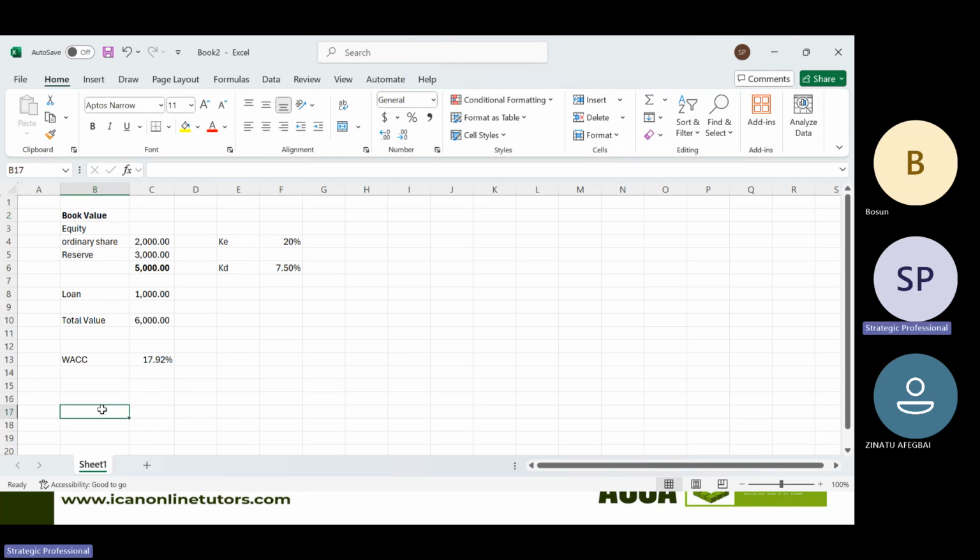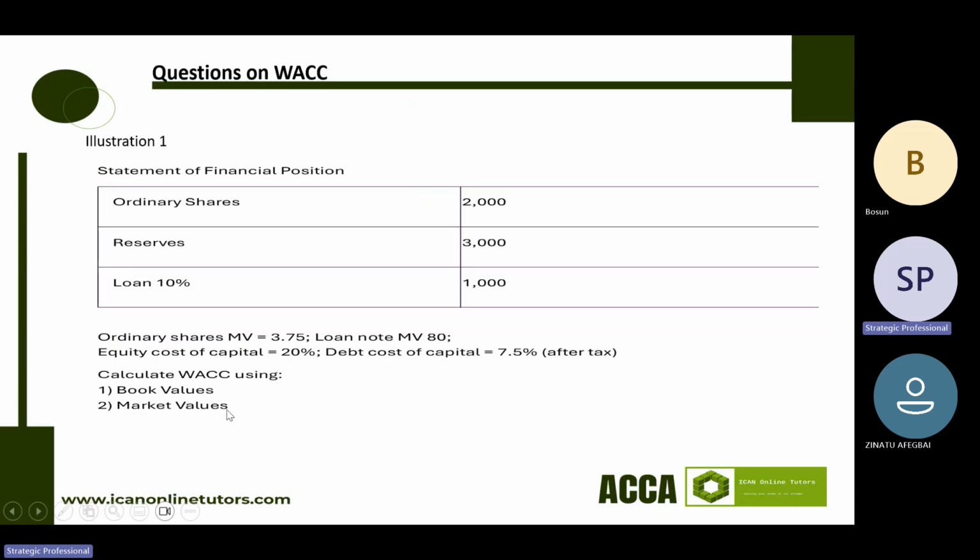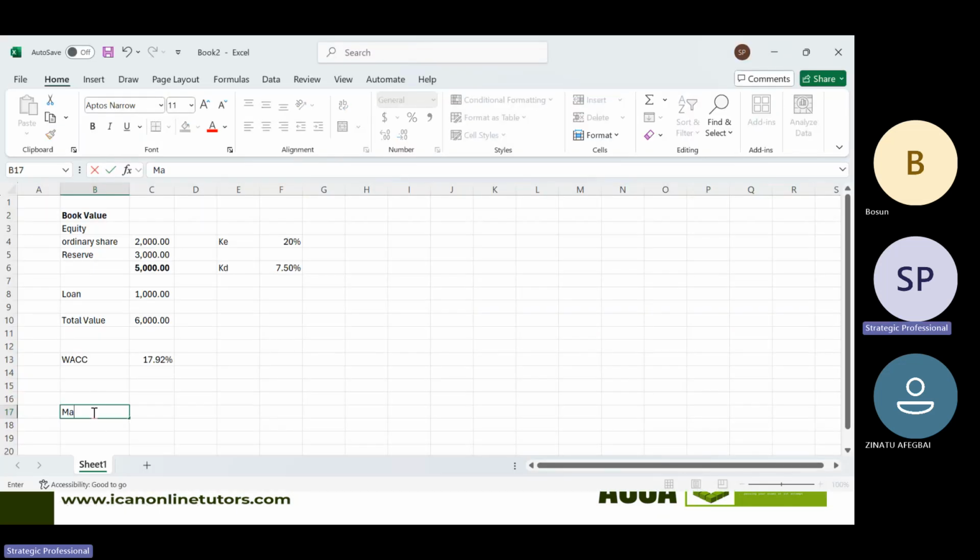Now let's move to the second one. In the question, they said we should calculate WACC using what? Market values. So for market value.